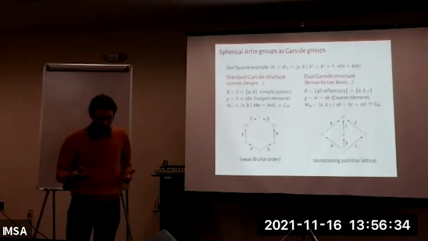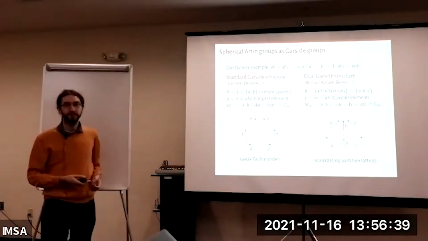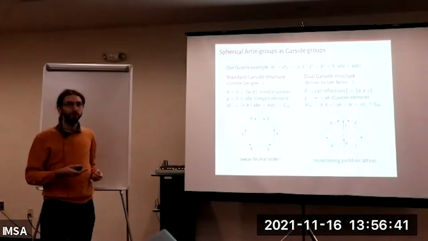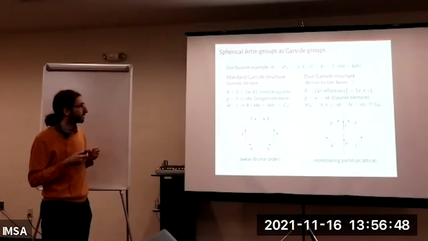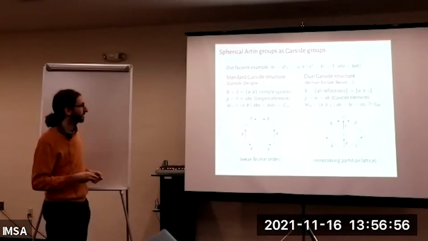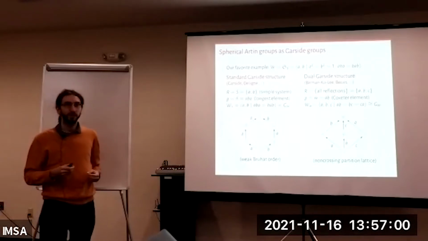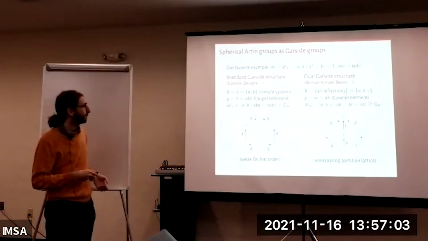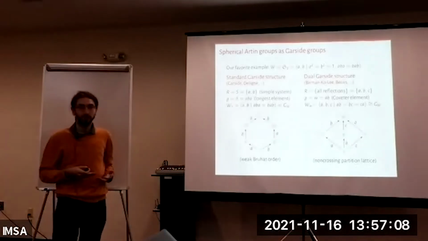The main motivation actually for Garside groups is that they arise if you want to study spherical Artin groups. In fact, the spherical Artin groups generally have 2 distinct Garside structures. On the left, we have the standard Garside structure, which is the one that you get if you use the simple reflections as generators.